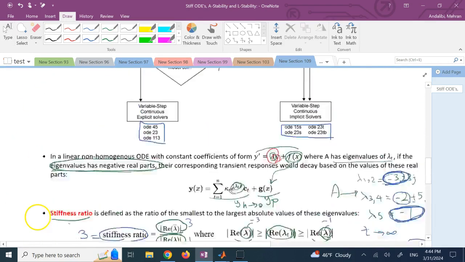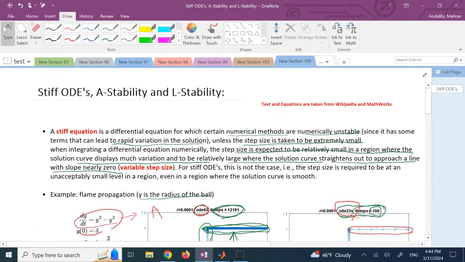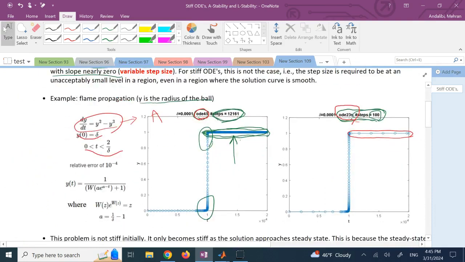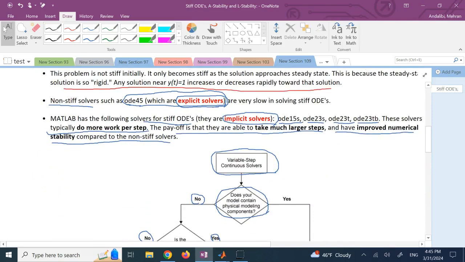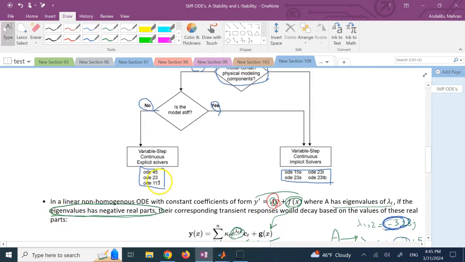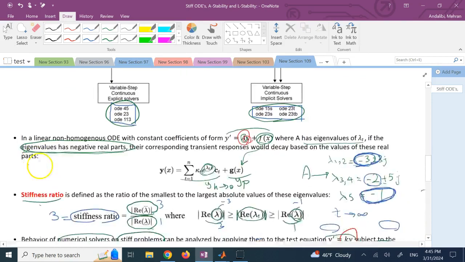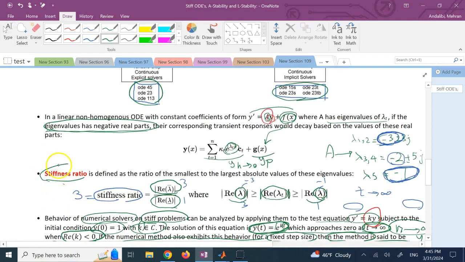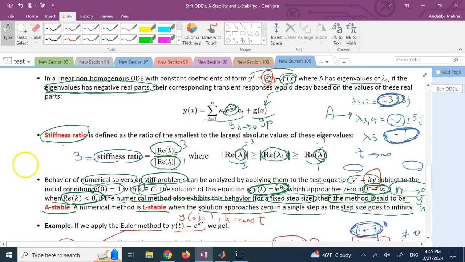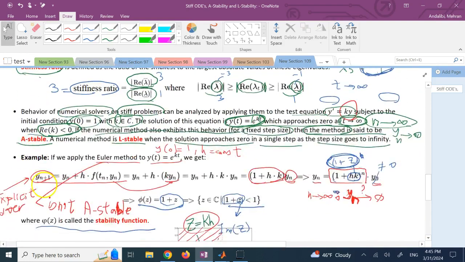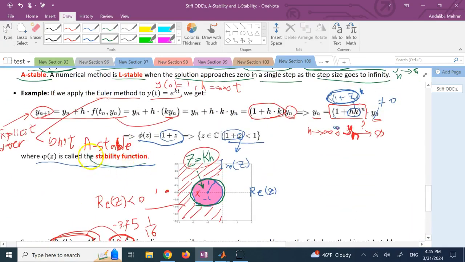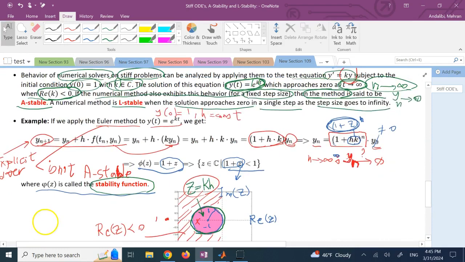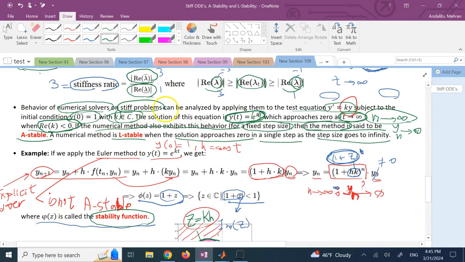Okay, so here in this video we talked about what is a stiff ODE and what kind of solver in MATLAB, or in other software as long as they have similar solvers, we use for them. What is a stiffness ratio, which is an indication of the stiffness of a linear ODE. And finally, what is A-stability and what is L-stability, and also what is the stability function for a solver of a stiff problem.